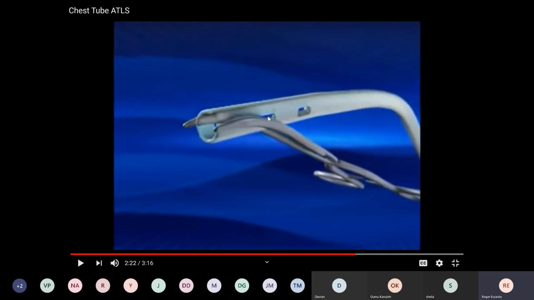You see these holes at the tip of the chest tube. These are called eyelets, like small eyes, E-Y-E-L-E-T-S, eyelets. So if you see this term used on a test question, that's what they're referring to, okay? These are the eyelets, or the drainage holes, on the chest tube.